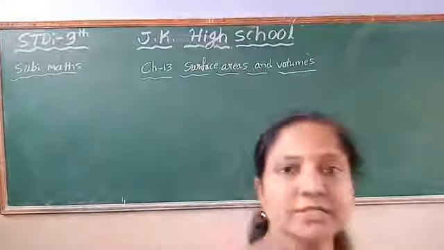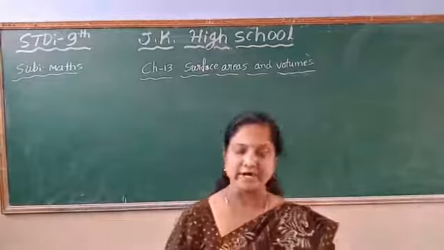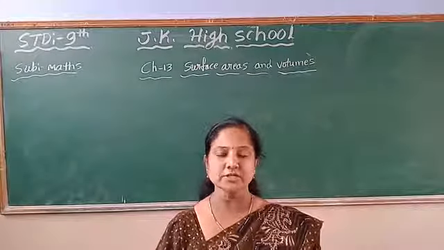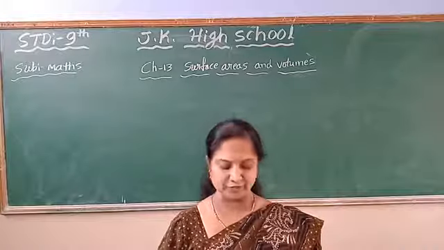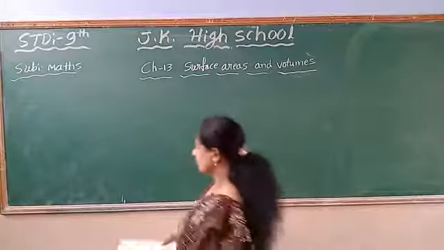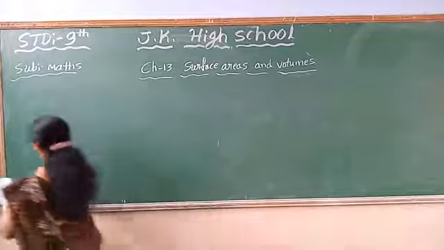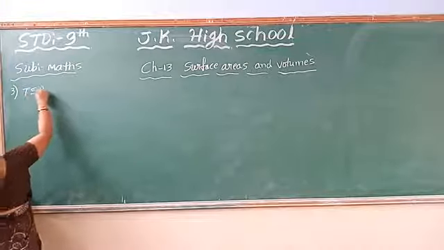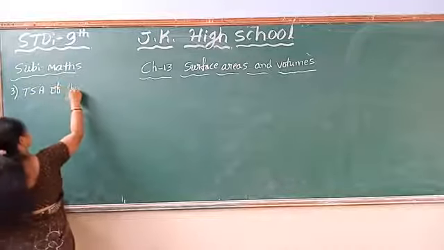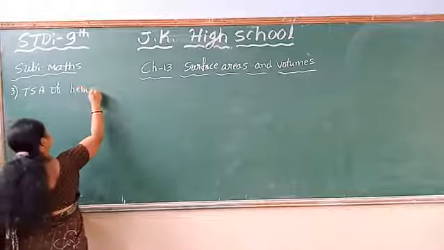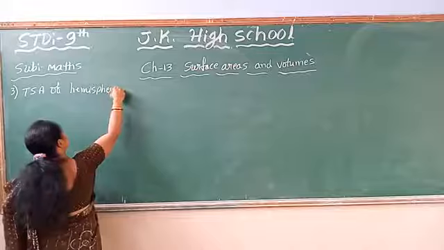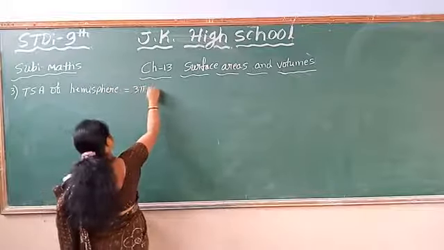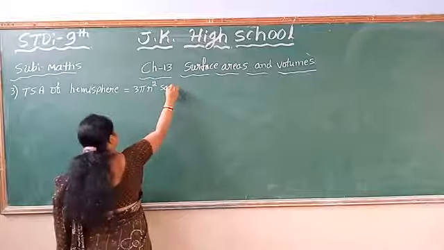Children, third question. Find the total surface area of a hemisphere of radius 10 cm. Use the pi value as 3.14, they give. So what is the formula to find out the total surface area of a hemisphere? TSA of hemisphere is equal to 3 pi r square.